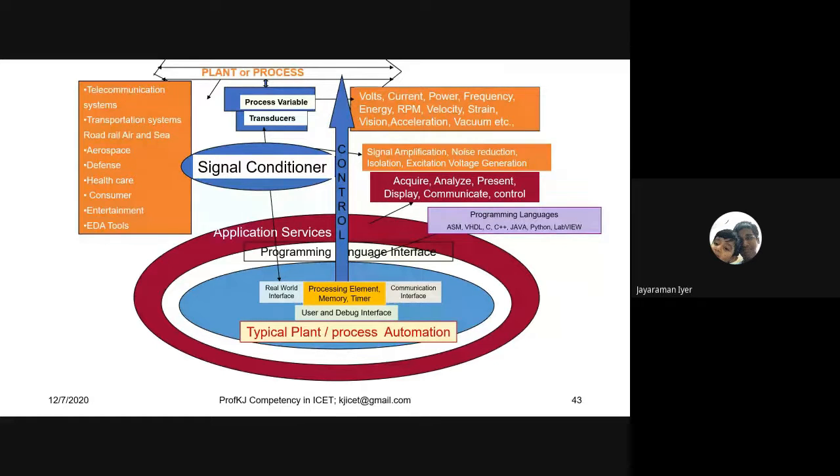And the next one is actually what is real time? Logical correctness with time, deterministic time constraint. That's all it is. There is nothing else. No great rocket science is involved in that.